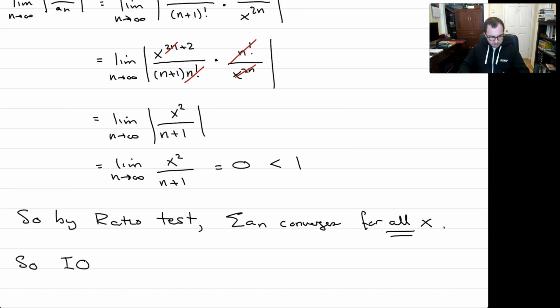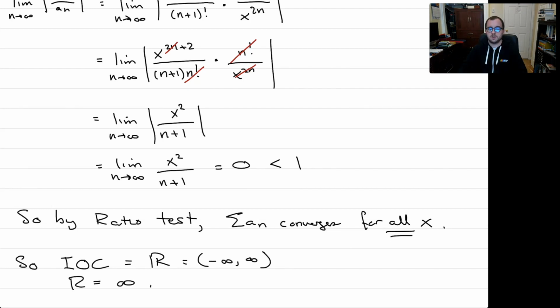So the interval of convergence, the values for which this series converges, is all of the real numbers. And the radius of convergence is infinity. So it doesn't matter what value of x you plug in, you get a convergent series at the end.